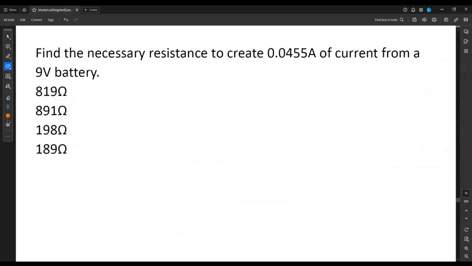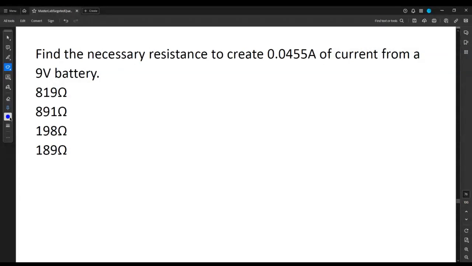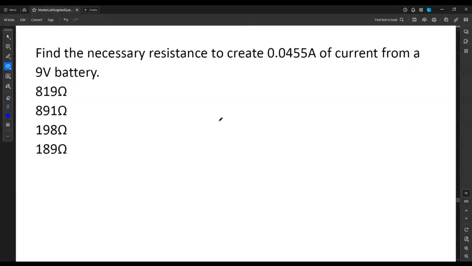Okay. Then going a little bit more simple here. We want to find the resistance necessary to create a certain amount of current given a certain potential. So a couple of things to talk about here. You can make potential several different ways. So you can have a 9-volt battery.